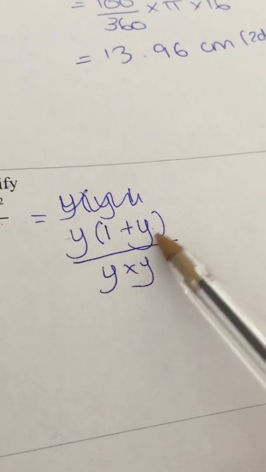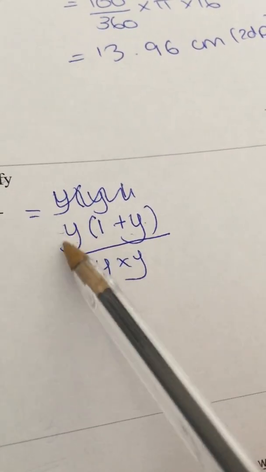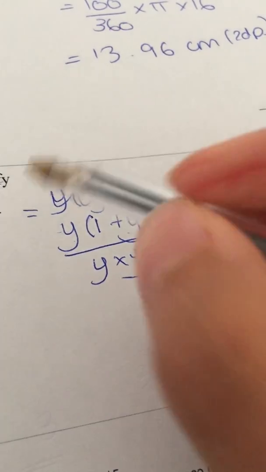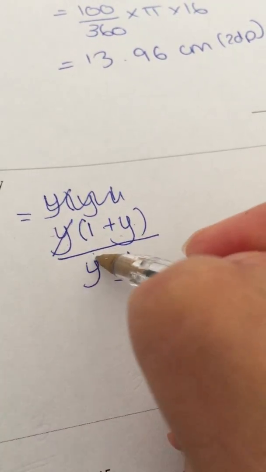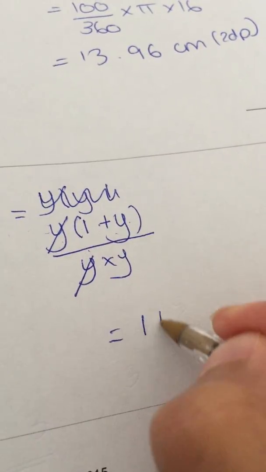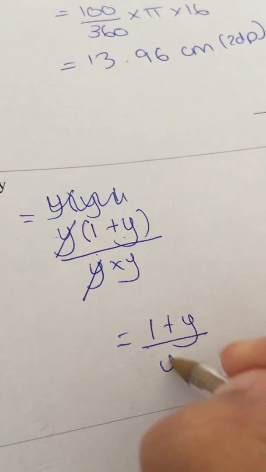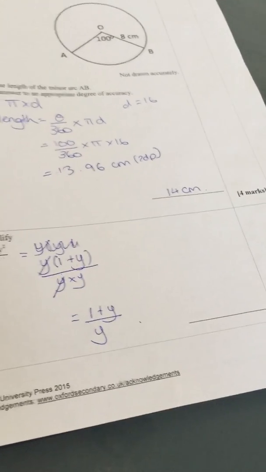Now what I've got on the top of the fraction and the bottom of the fraction, I've got y times something and y times something, so they can cancel out, common factors. So I end up with 1 plus y over y. And there you go, 46 out of 46.